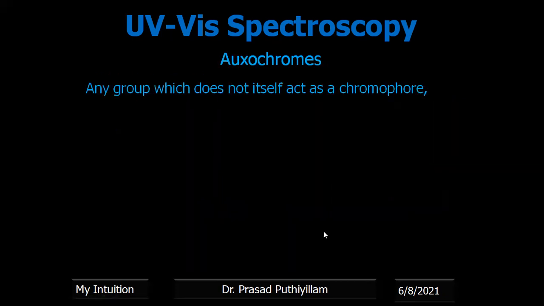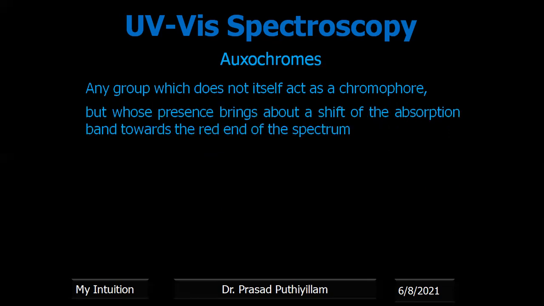Now auxochromes: any group which will not impart color or absorb UV radiation as such, but will support it if present in the molecule along with the chromophore. If a chromophore is present along with some other group of atoms which supports the chromophore, we call it an auxochrome. Usually they support, and the absorption spectrum shifts toward the red end of the spectrum. Red end of the spectrum means longer wavelength.